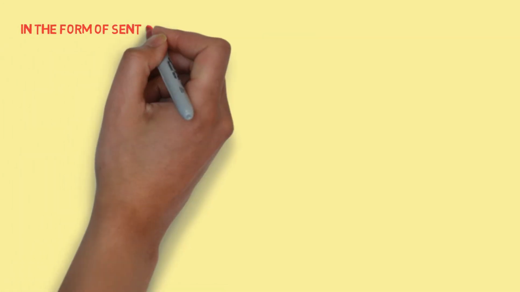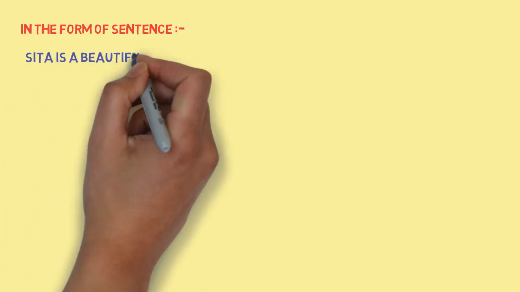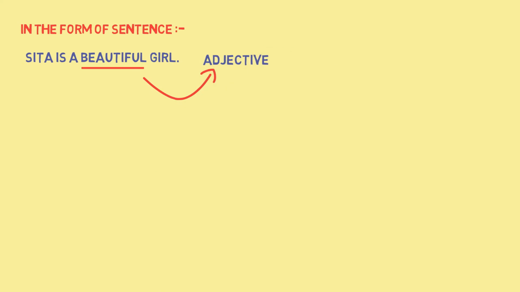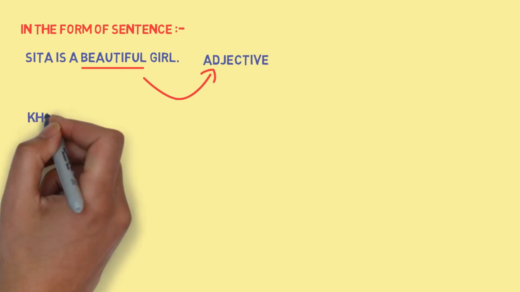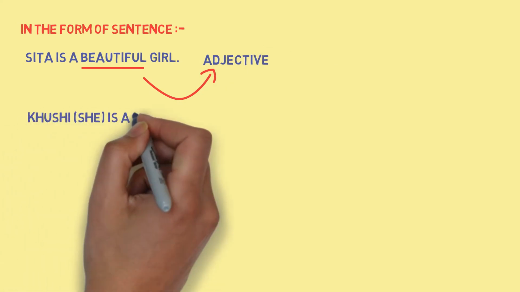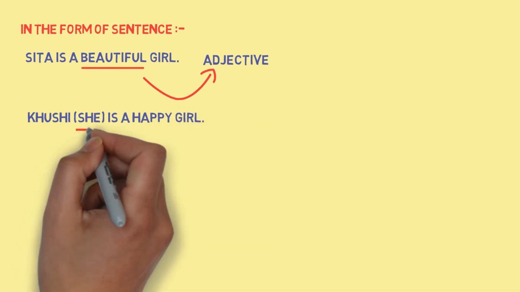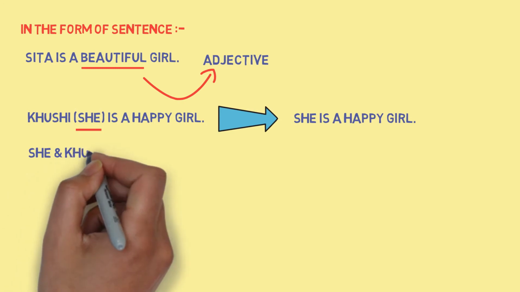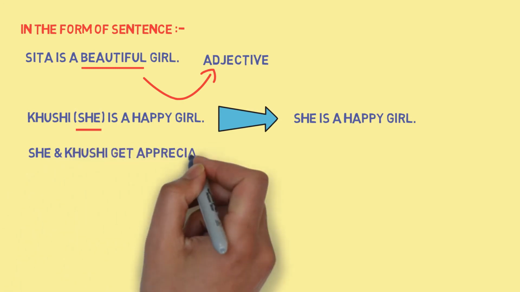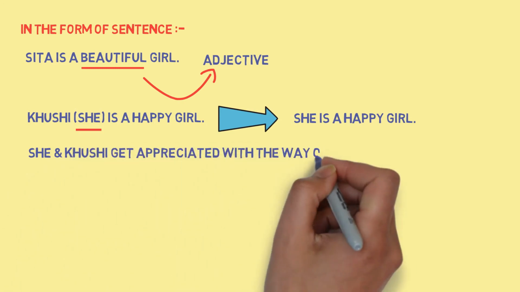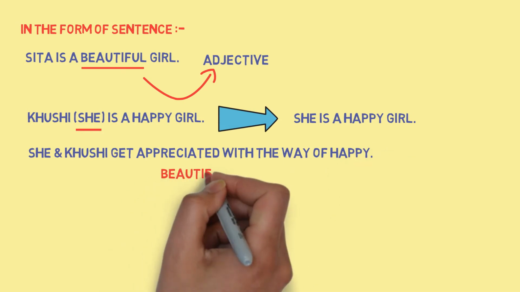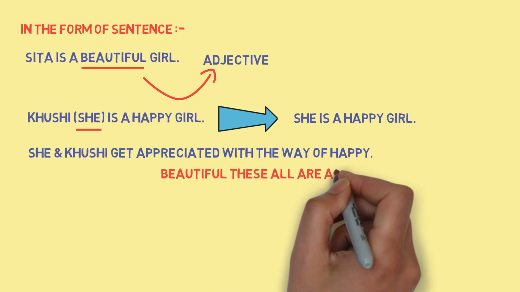In the form of sentence, Sita is a beautiful girl. Beautiful is an adjective. Khushi is a happy girl. Instead of Khushi, the name, we can use: she is a happy girl. So she and Khushi are described with the word happy. Beautiful. These all are adjectives.